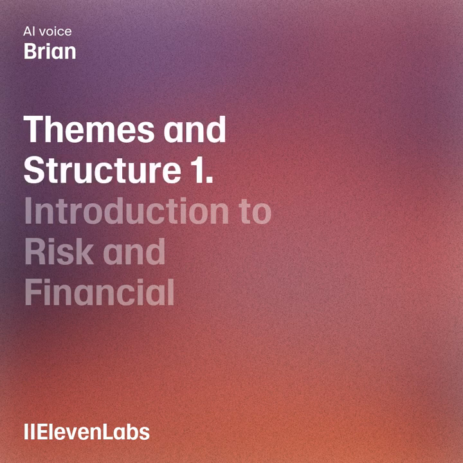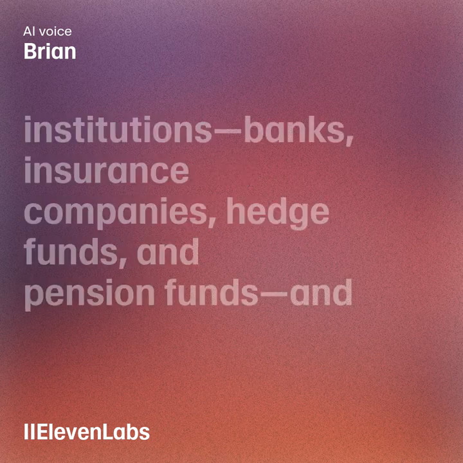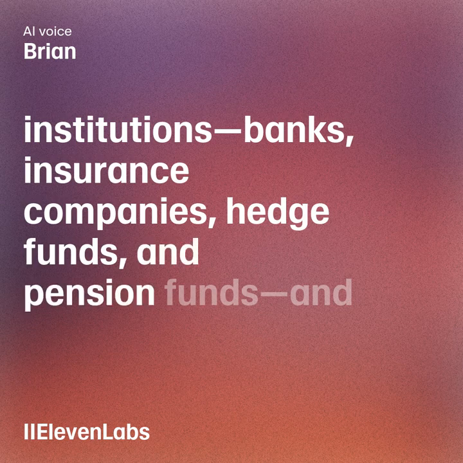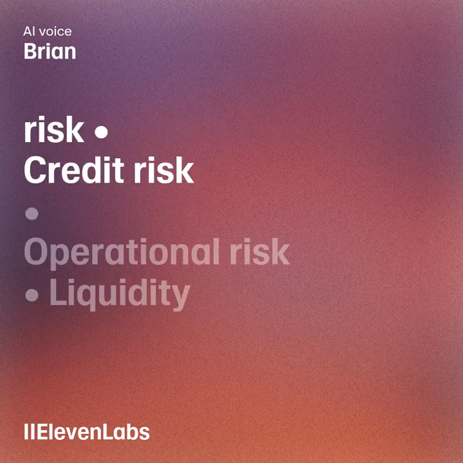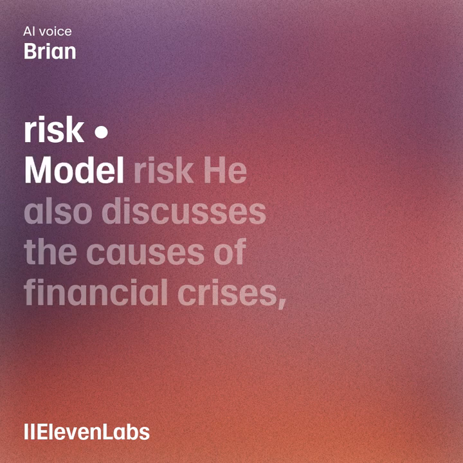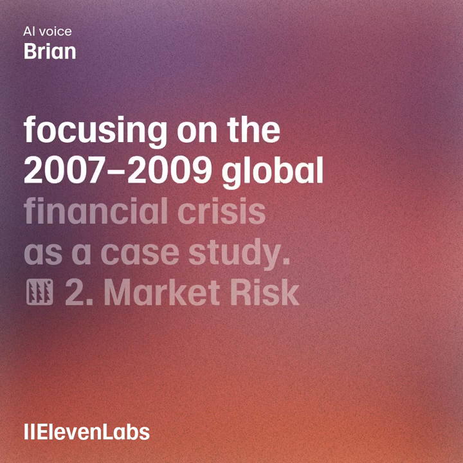Main themes and structure. 1. Introduction to risk in financial institutions. Hull begins by describing the nature of financial institutions, banks, insurance companies, hedge funds, and pension funds, and the various types of risk they face. These include market risk, credit risk, operational risk, liquidity risk, model risk. He also discusses the causes of financial crises, focusing on the 2007 to 2009 global financial crisis as a case study.